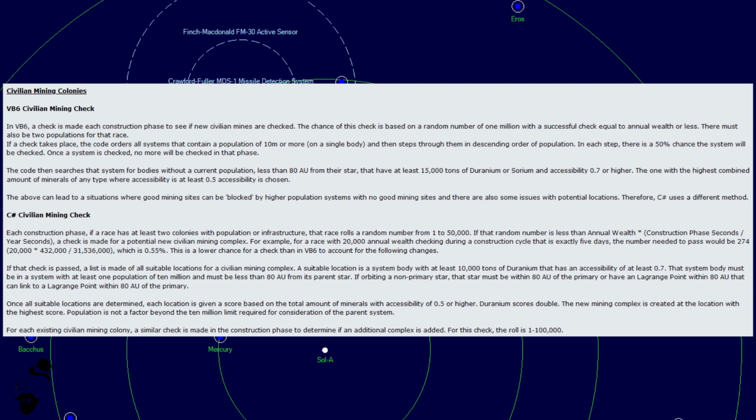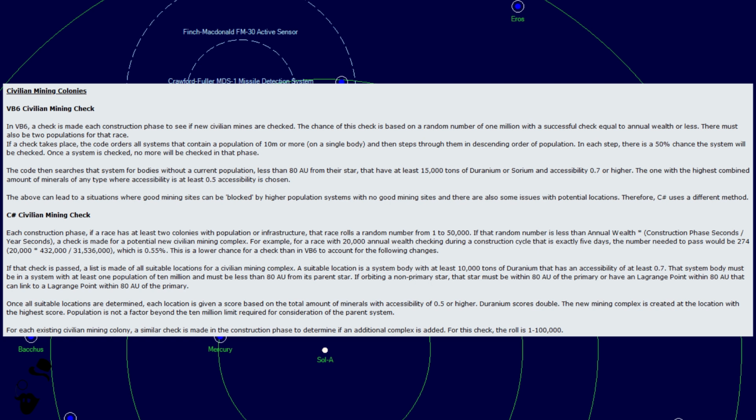The new mining complex is created at the location with the highest score. Population is not a factor beyond the 10 million limit required for consideration of the parent system. For each existing civilian mining colony, a similar check is made in the construction phase to determine if an additional complex is added. For this check, the roll is 1 to 100,000.